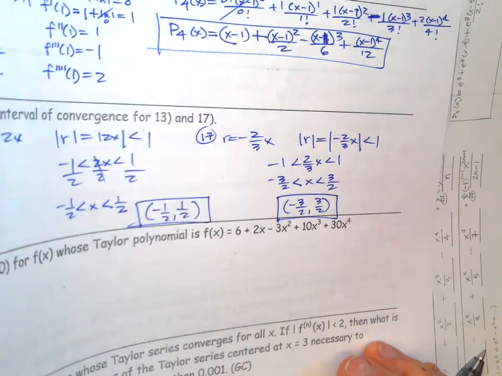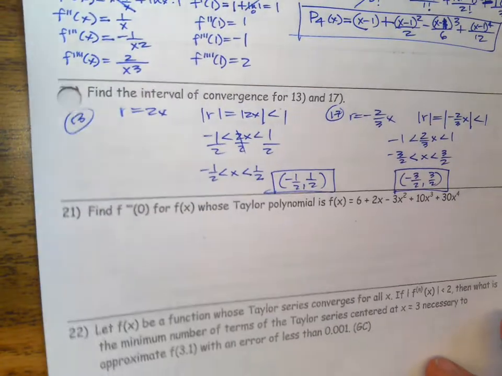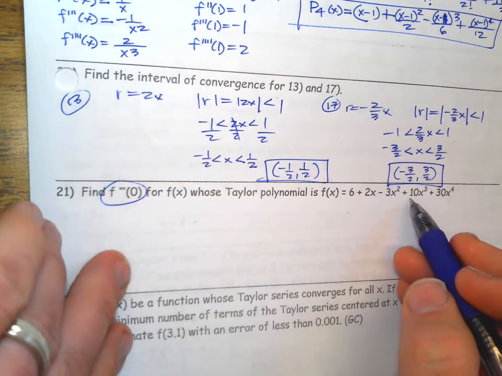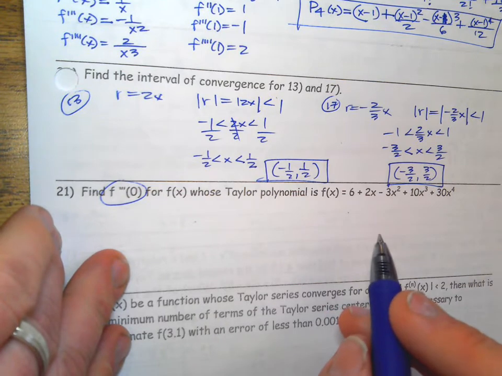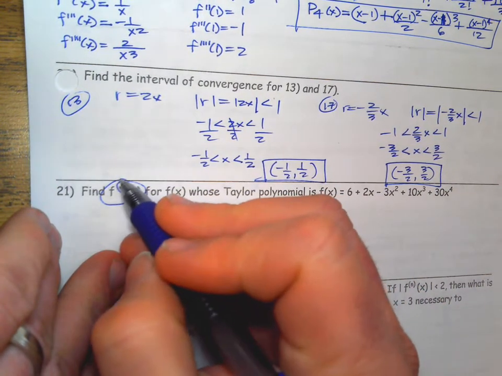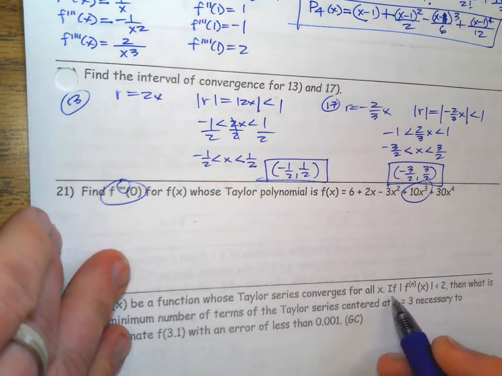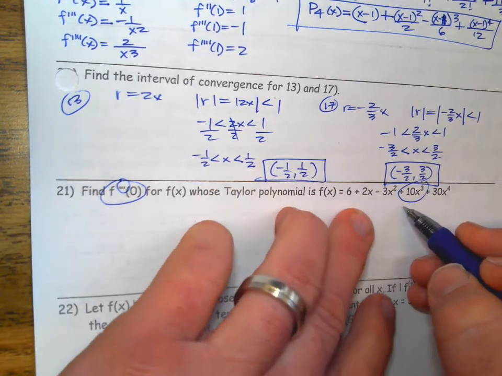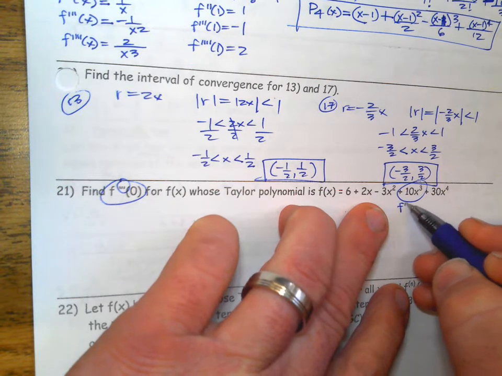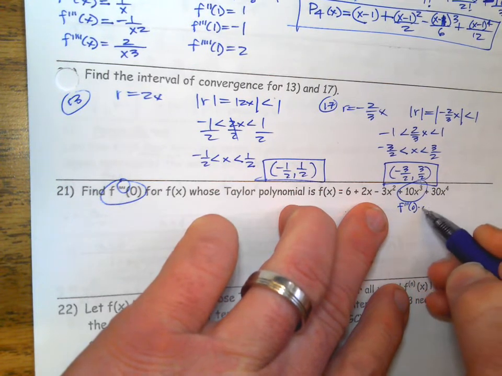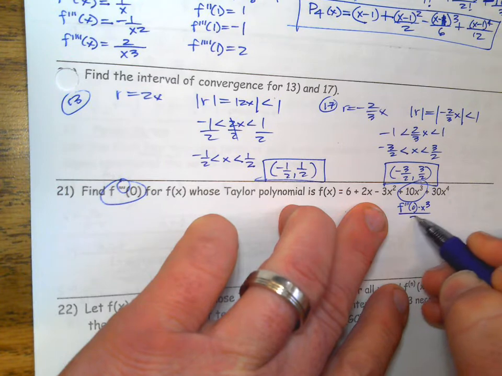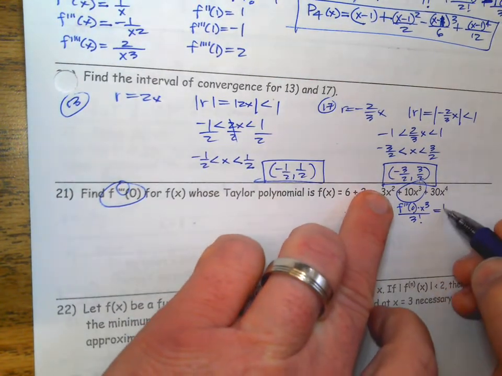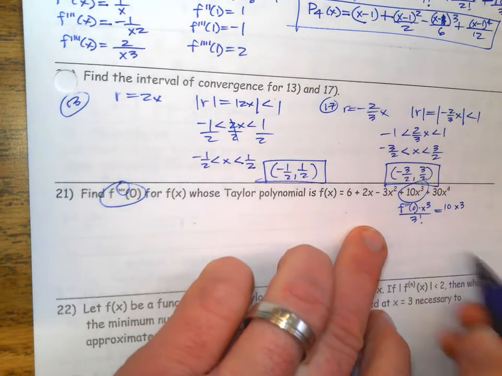Interval of convergence. Okay, how about find the third derivative at 0 from this Taylor polynomial? Now here's the way to do it. For the third derivative, we need the term with the third power. This term right here is constructed by the third derivative at 0 times x to the third power over 3 factorial, right? So let's set it equal to that and solve for this guy.